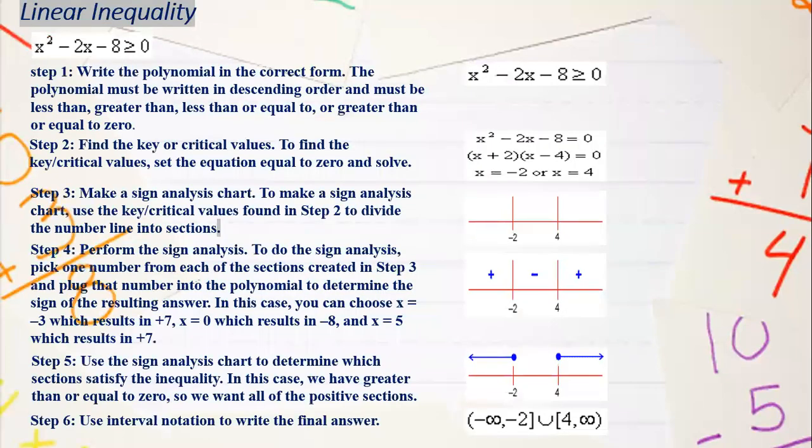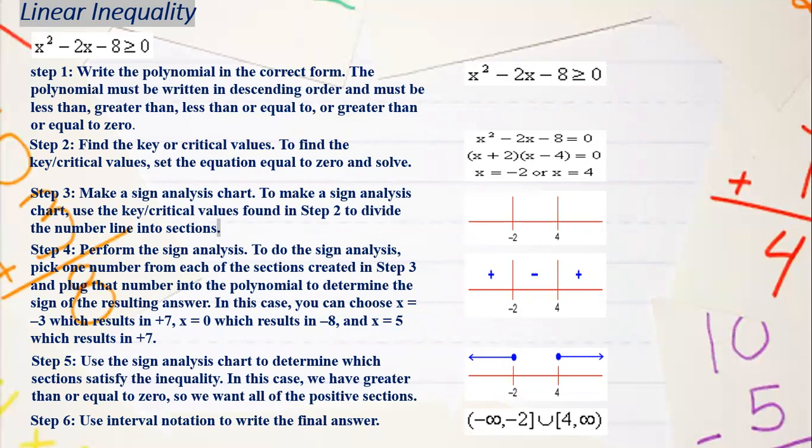So next is linear inequality. It's a big question, so hang in there, guys. x squared minus 2x minus 8 is greater than or equal to 0. I just wrote it down step by step so that it is easier for all of us to understand. Step 1 would be to write the polynomial in the correct form.